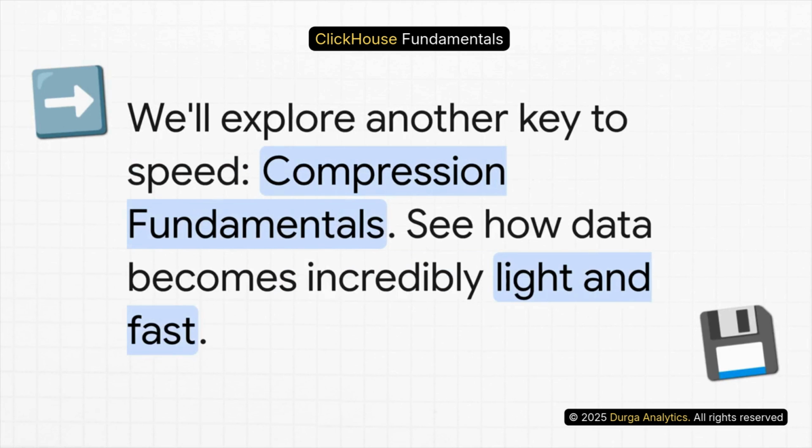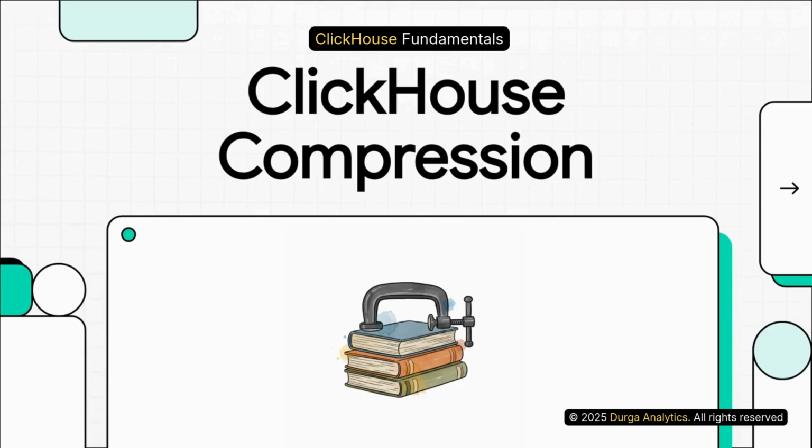Now, a huge part of this efficiency is making the data as small as possible before it even gets to the CPU. In our next chapter, Chapter 14, we're going to explore compression fundamentals and see how ClickHouse uses powerful algorithms to make your data incredibly light and lightning fast to read. I'll see you there.